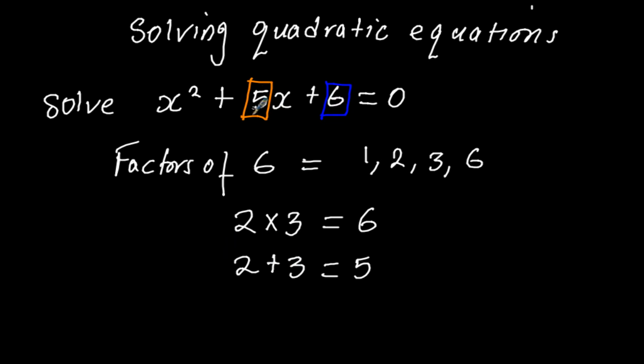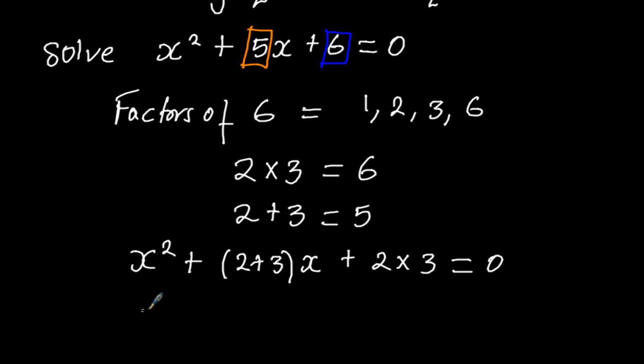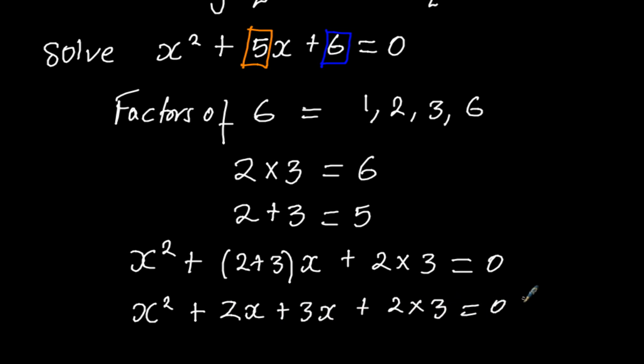Then we replace the 5 with 2 and 3, and also 6 with this 2 times 3. So let's write that. That will be x squared plus the 5 is now 2 plus 3 x, then plus 2 times 3 equaling to 0. So that will give us x squared plus 2x plus 3x, then plus 2 times 3 equaling to 0.